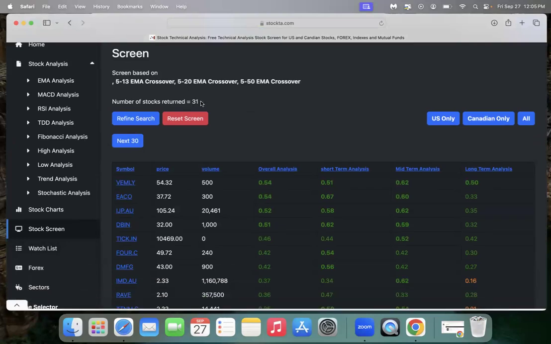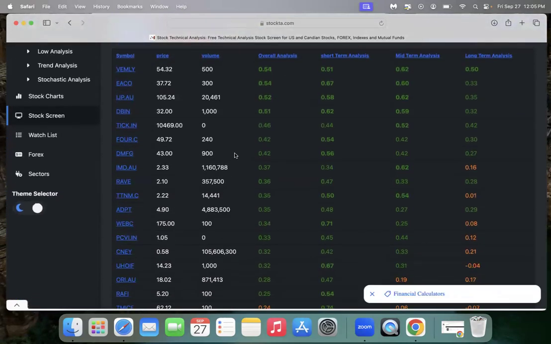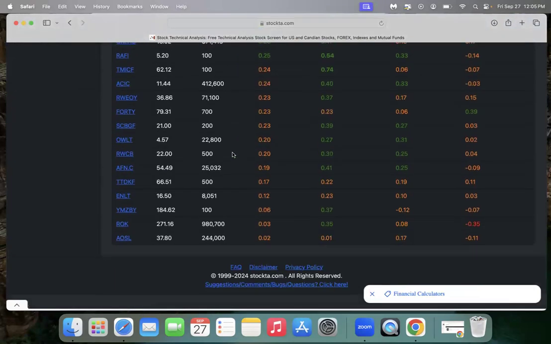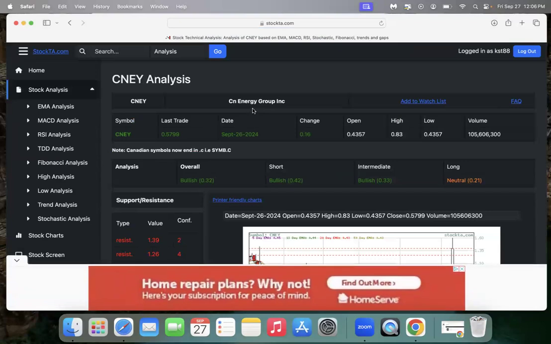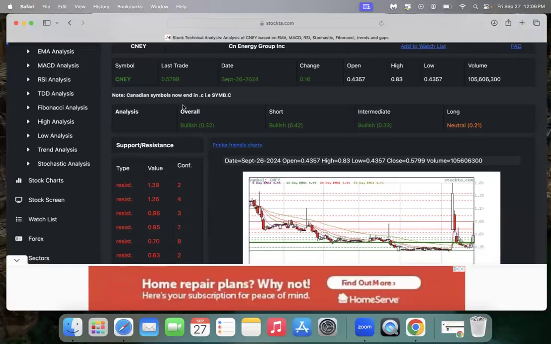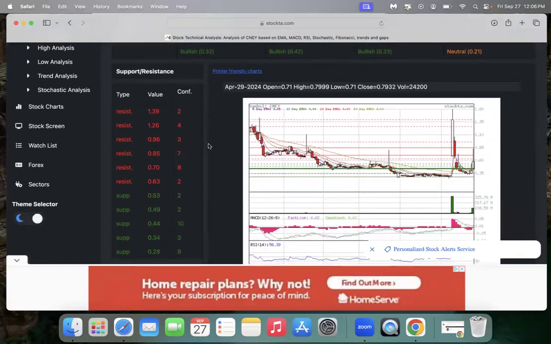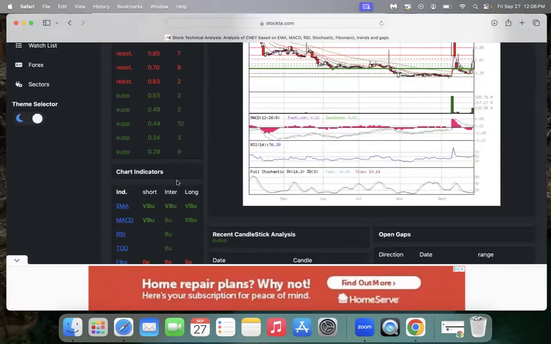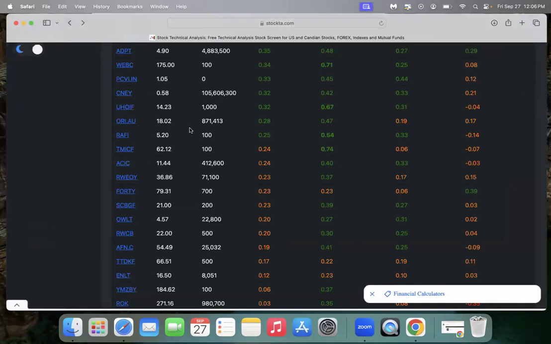So it returned around 31 stocks, where the 5 is over the 13, the 5 is over the 20, and the 5 is over the 50. So let's go with CNEY. That is CN Energy Group. This is a micro or a penny stock. So this is obviously very volatile, as you can see with the chart patterns. So the EMA has recently broken out again after it broke down, but let's try a different stock.